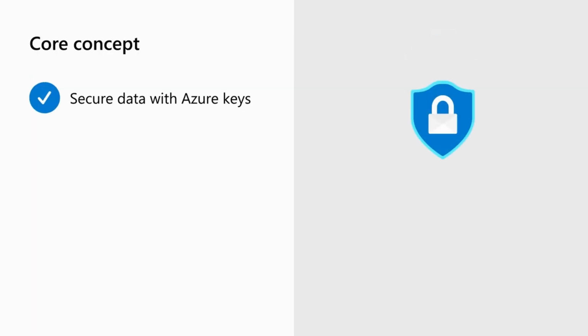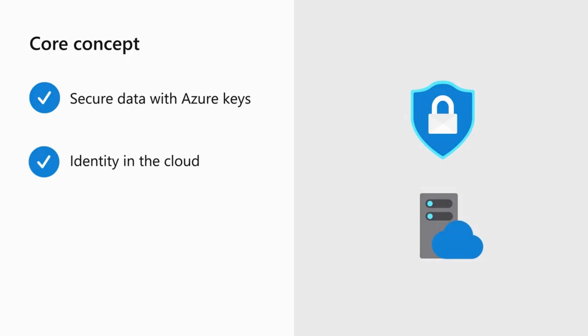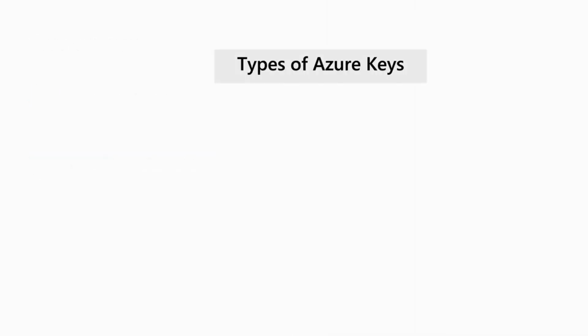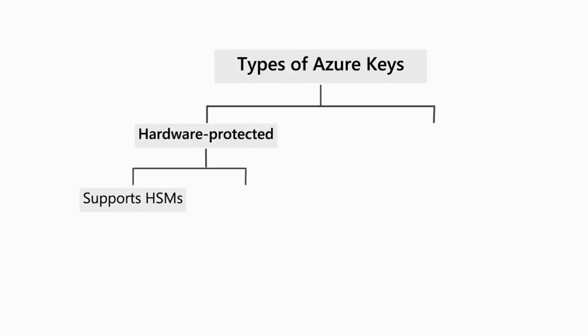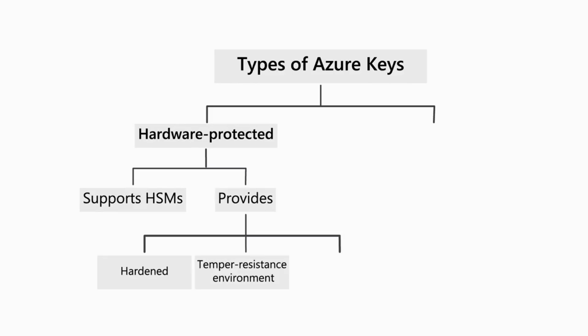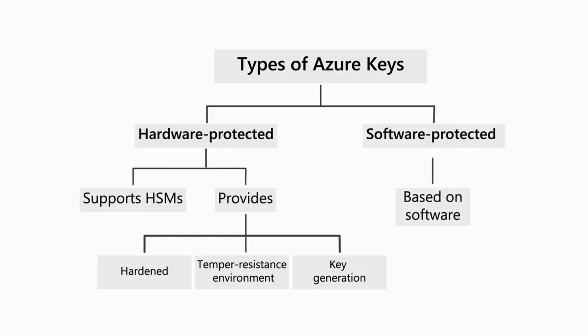You have started this course with a core concept of Azure Key Vault, which protects your Azure keys to secure your data and identity in the cloud. Then you learned about the two types of Azure keys. The hardware-protected keys support the hardware security modules, also called HSMs, which offer a hardened, tamper-resistant environment for cryptographic processing and key generation, while software-protected keys rely on software-based algorithms such as elliptic curve cryptography, also called ECC, and RSA algorithms.